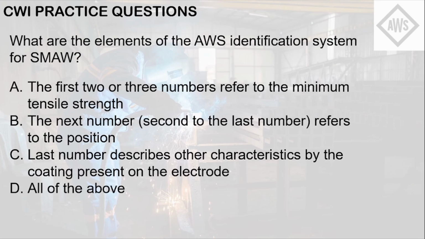So if you can check the choices, the first 2 or 3 numbers indeed indicate the minimum tensile strength of the weld. The next number to that refers to the position, either 1 or 0. The last number is the chemical composition or any other characteristic that describes that electrode. So all of these 3 choices are accurate, so the answer here is letter D.